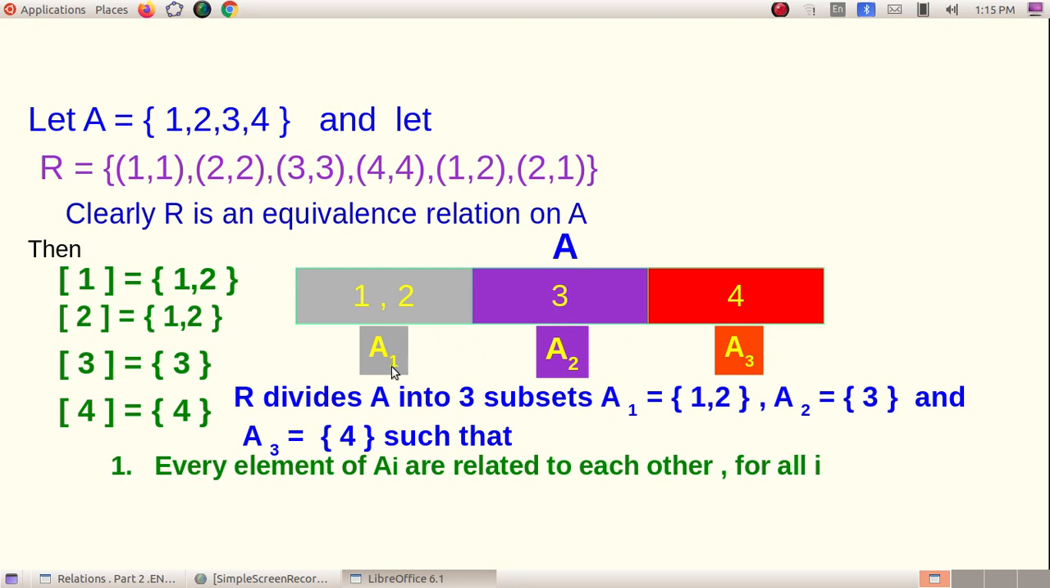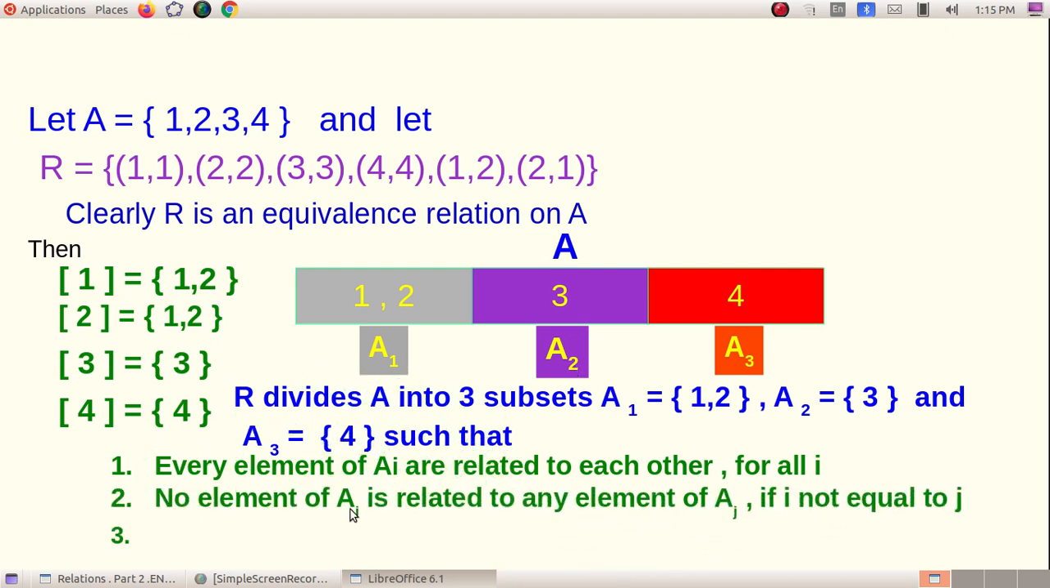It means that no element of A1 is related to any element of A2, no element of A2 is related to any element of A3, no element of A1 is related to any element of A3. In short, no element of Ai is related to any element of Aj if i and j are different. That is the second property: no element of Ai is related to any element of Aj if i is not equal to j.